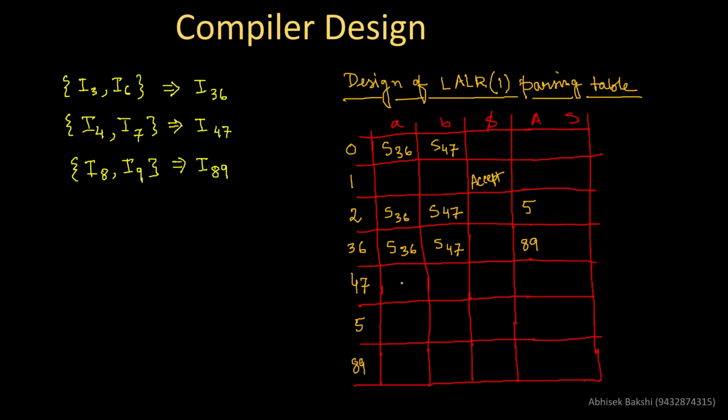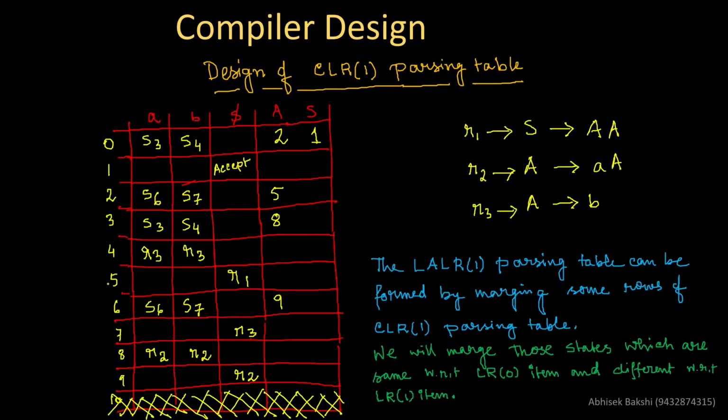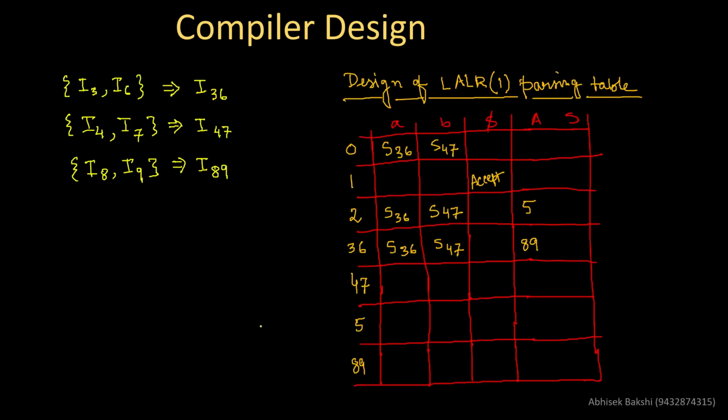Now for 4, 7, what will I write? For 4, 7, you see, the 4th and 7th states were both final states. So basically, if you merge them, the 4th state contains the third production, R3, in columns A and B. The 7th state contains the third production under the dollar column. That means if you merge them, I will have R3 in all the columns.